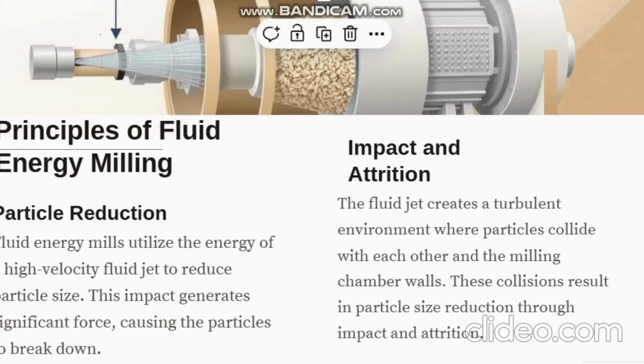Principles of working of fluid energy mill. So what is the principle behind the working of fluid energy mill? To understand the concept, we should know some key points like impact, attrition and turbulent flow. So let us discuss what is the principle behind the fluid energy mill, how it is going to work.